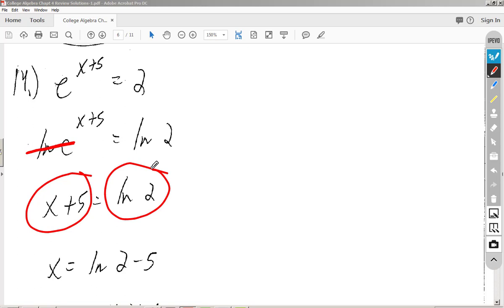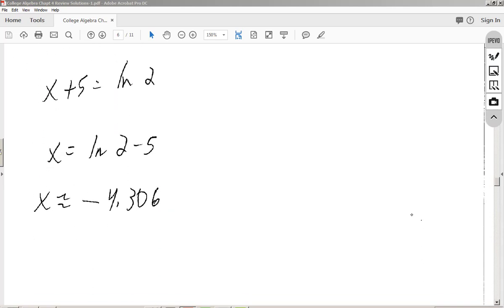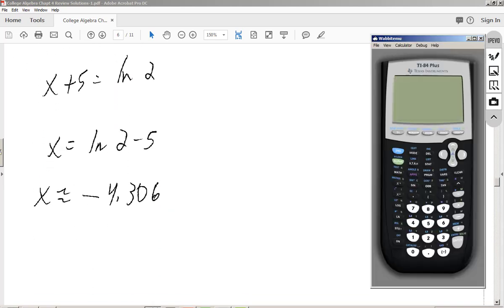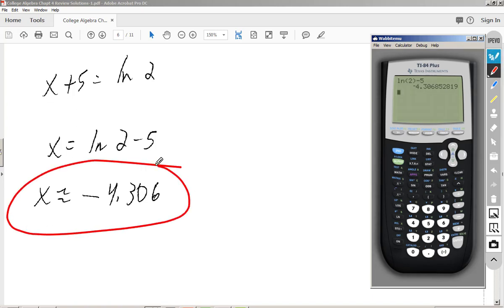So once I get that done, I just go ahead and subtract my 5 from both sides. And I get x equals ln of 2 minus 5. And then you can go ahead and put that into your calculator. So putting that into the calculator, we've got the ln of 2, and then minus 5. It equals, and the answer is negative 4.3068. And that would be your answer.